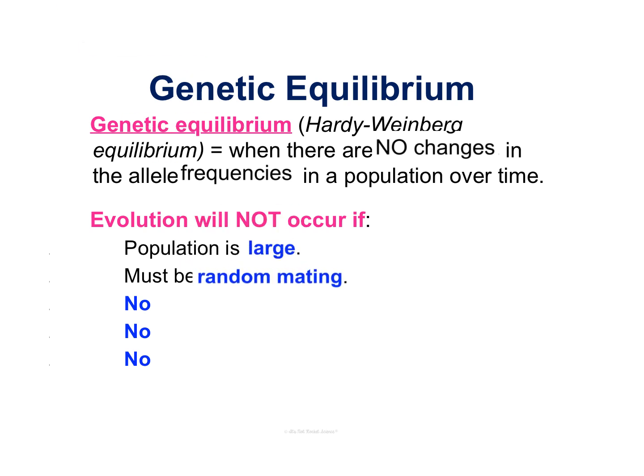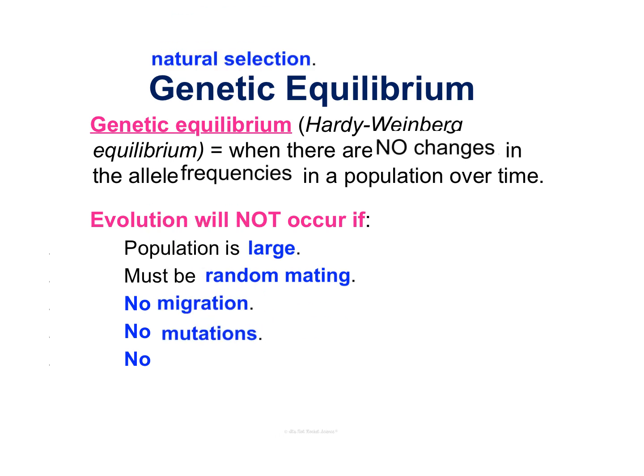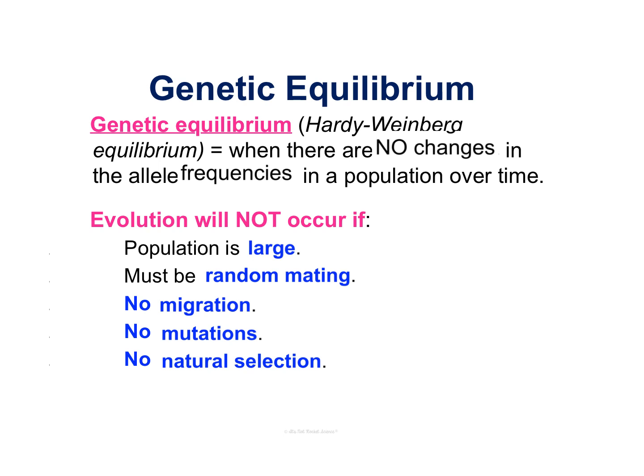Next is there must be random mating. So the opposite of this, we would not want sexual selection to be happening. So if we're selecting something for a reason versus just mating randomly, that would be preventing evolution. Then we have no migration, no mutations, and no natural selection. These three things have in common the preventing of new sources of genetic variation.